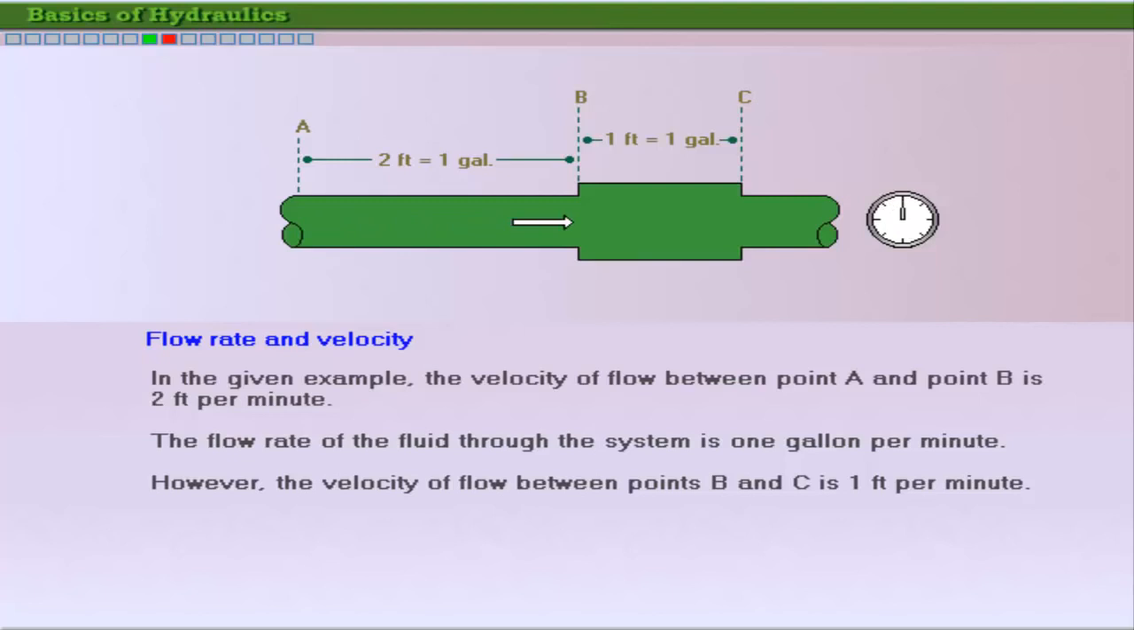Note that the flow rate of the fluid is fixed. The velocity may still change due to the change in the diameter of the pipe. In this example, the velocity of fluid between point B and point C is 1 foot per minute, at a constant flow rate of 1 gallon per minute.